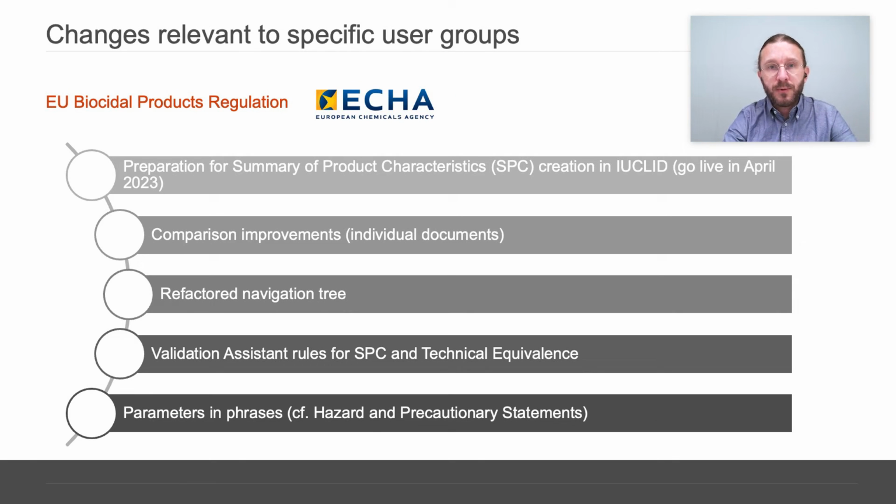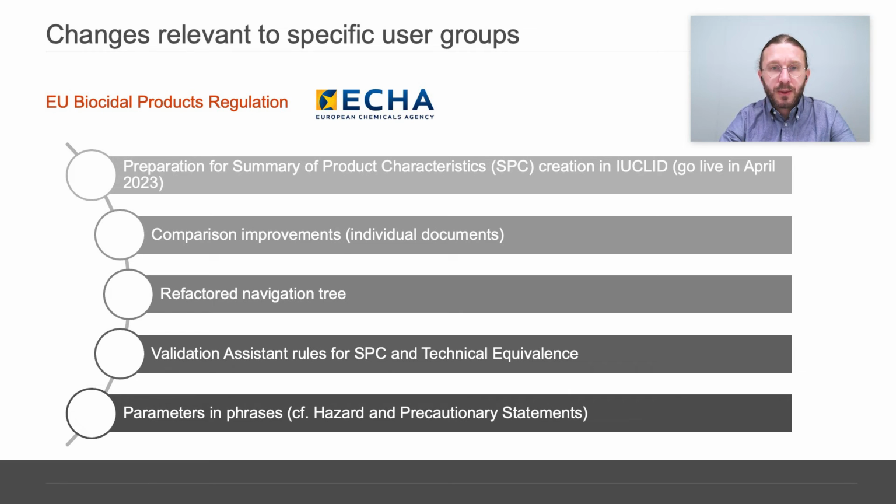Moving on to another group of users, still managed by ECHA, it's the EU Biosimilar Products Regulation users. Here, for this type of users, we are still preparing for the transition from the SPC editor, the editor that allows you to prepare summary of product characteristics, to Euclid. The go live for this is April 2023, but you will start seeing improvements in Euclid to support this change. So as of today, SPCs cannot be created directly in Euclid, but this will be the case at the beginning of next year.